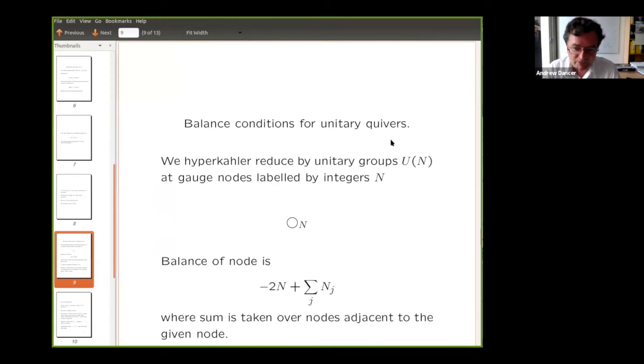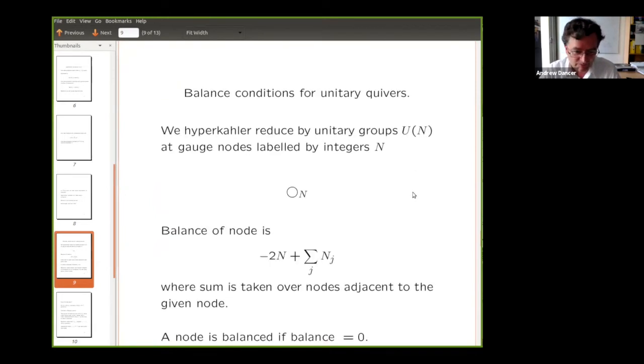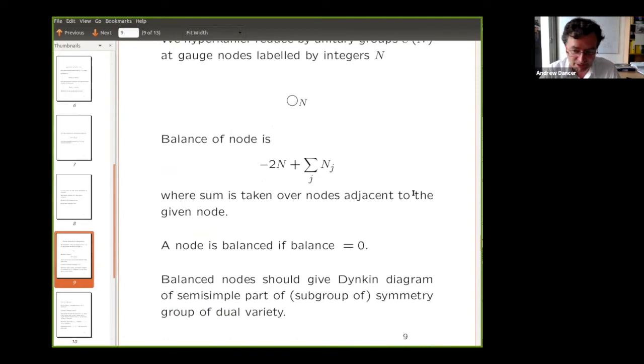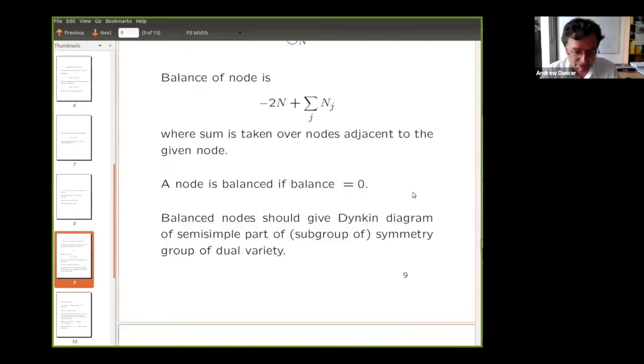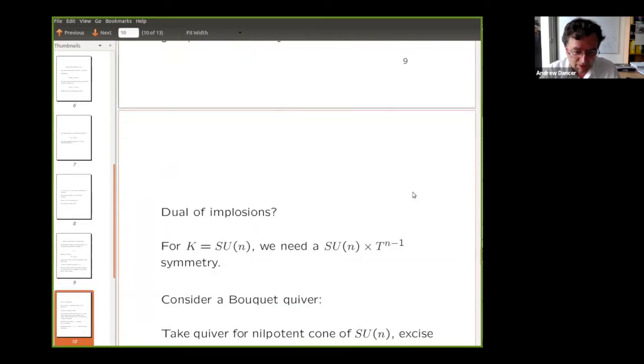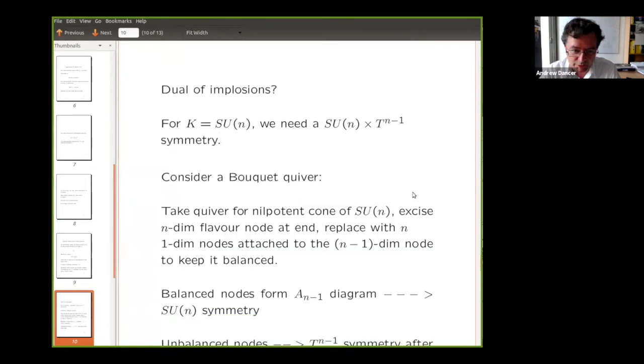So this is the yoga coming from the physics about making some predictions about the Coulomb branches. Okay, so what about our concrete problem? We're trying to find some spaces that are candidates for the Coulomb branch of the SUN hyperkähler implosion. So what do we want? Well, we need an SUN action, and we also need an action of its maximal torus.